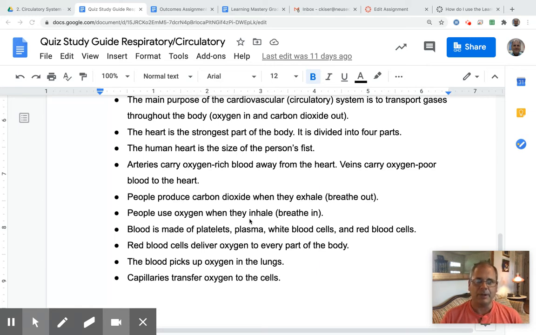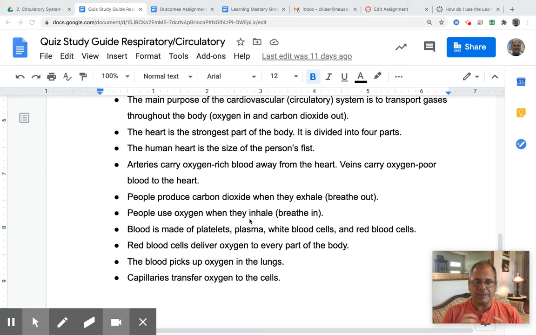Arteries carry oxygen-rich blood away from the heart, and that looks bright red. Veins carry oxygen-poor blood to the heart, which means there's not much oxygen in it, so it's less red, maybe a deep dark red, or maybe a bluish color. People produce carbon dioxide when they exhale, when they breathe out. People use the oxygen that they breathe in when they inhale.